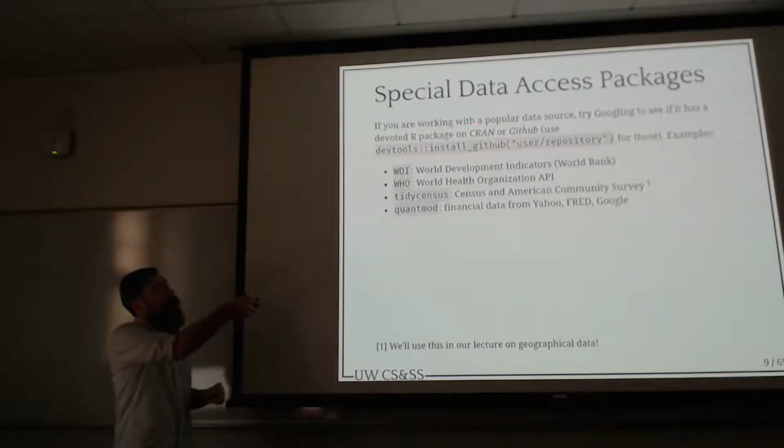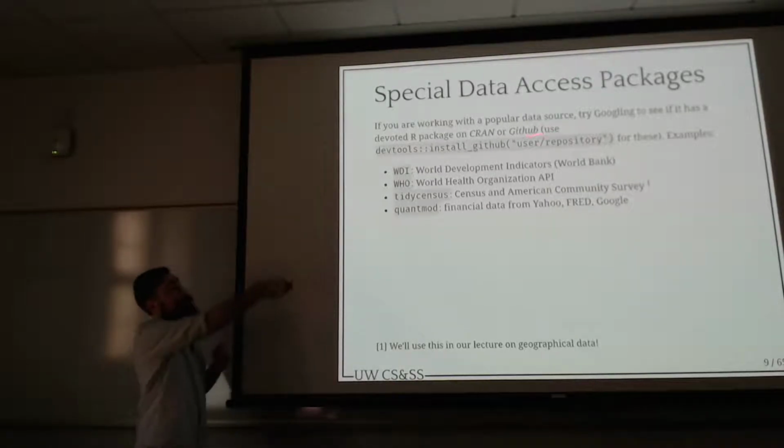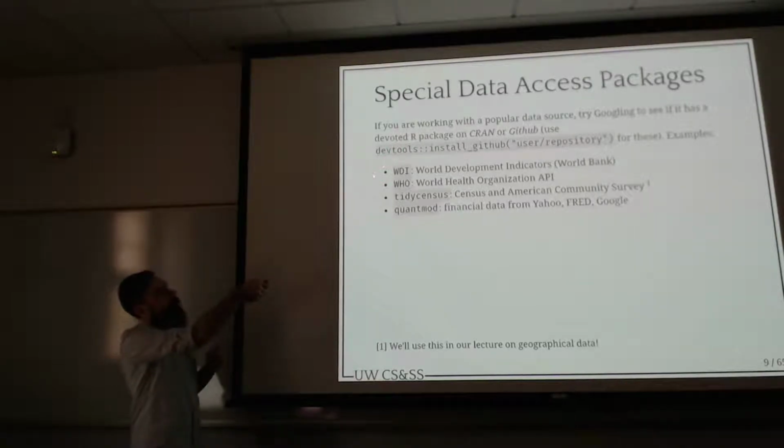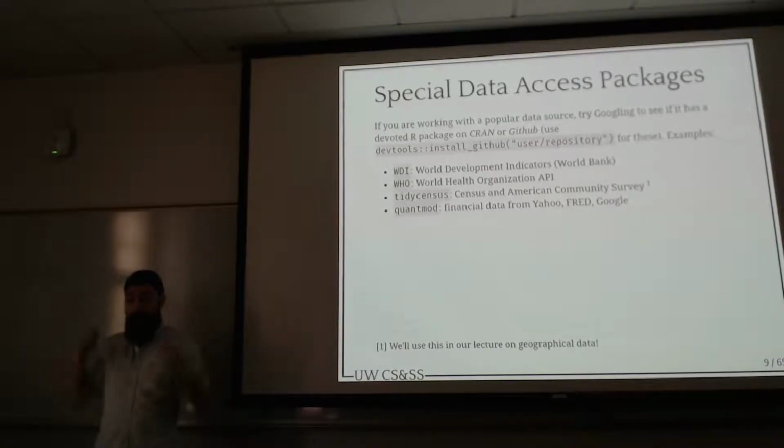Sometimes you'll find them on CRAN, the Comprehensive R Archive Network, which is where packages are downloaded from when you hit install.packages. Sometimes it'll be on somebody's GitHub. You can install GitHub packages by using devtools. You may have to install this package. Then use install_github with their username and the repository, and it will download R packages from that.